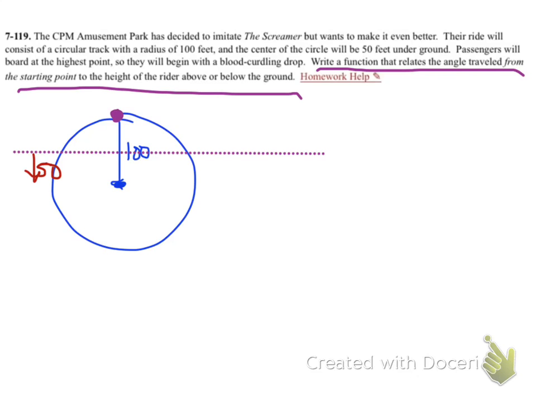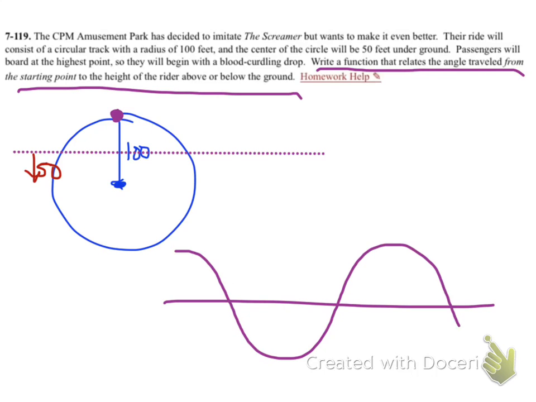So if we looked at a graph of this, they're going to start up top, they're going to move down, and they're going to continue going like this. This is going to be represented as a cosine wave, and the reason why is because they're starting up top. So, taking a look at this graph, since I am starting off with a cosine graph, it is going to be going up and down from the center line here.